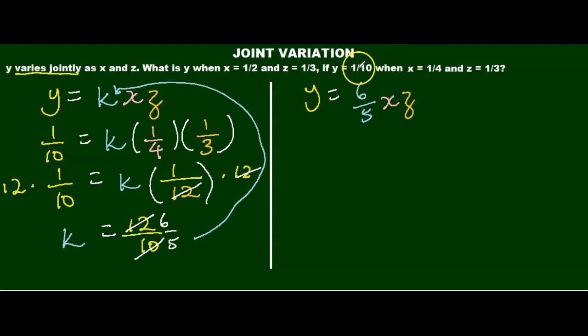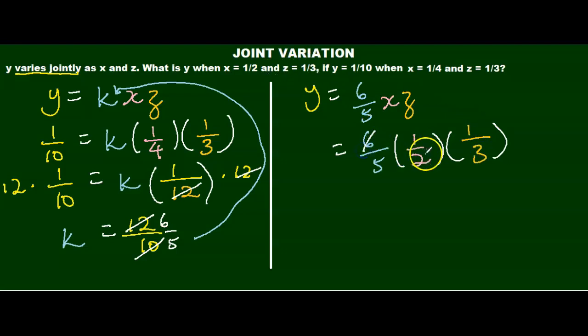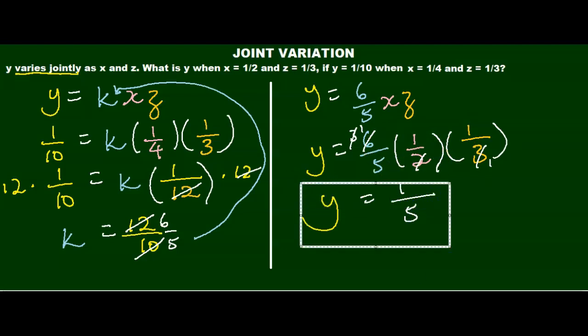Okay, now we want to find y when x equals 1/2 and z equals 1/3. I'll plug back my given variables into the equation that we found. Now my x equals 1/2 and the z equals 1/3. 6 divided by 2 is 3. 3 divided by 3 is 1. So I can say that y equals 1 times 1 times 1 gives me 1. And we're left with 5. Therefore, my y equals 1 over 5.